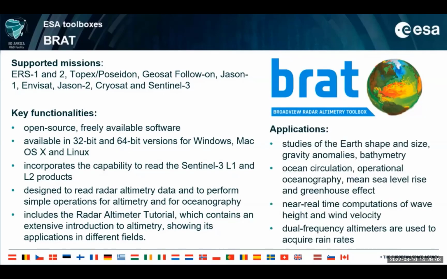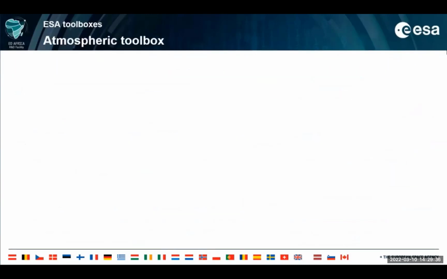You can apply this software to study the Earth shape and size, gravity anomalies, bathymetry, ocean circulation, operational oceanography, mean sea level rise, and greenhouse effect. It also provides near real-time computations of wave height and wind velocity, as well as dual frequency altimeters are used to acquire rain rates. More applications can be found also on the website of this tool.